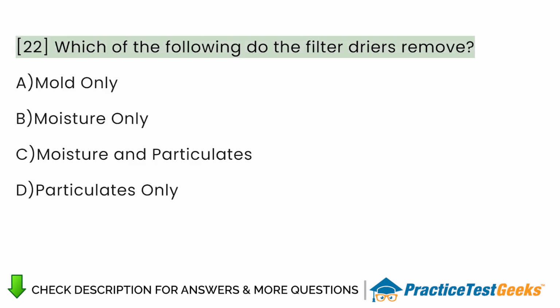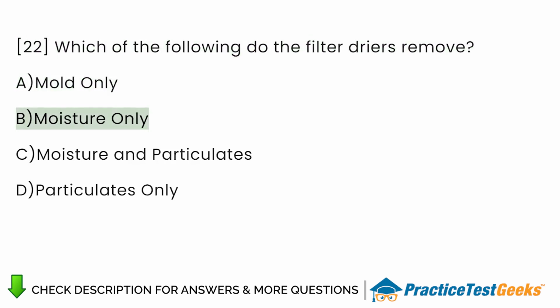Which of the following do the filter dryers remove? A. Mold only. B. Moisture only. C. Moisture and particulates. D. Particulates only.